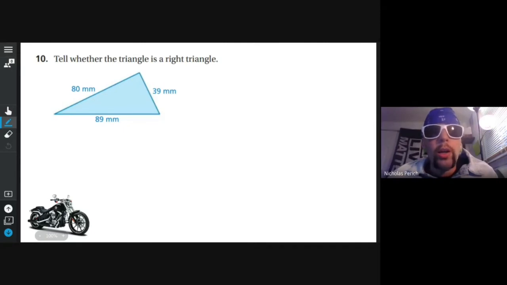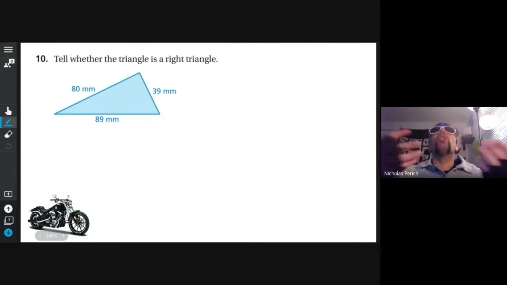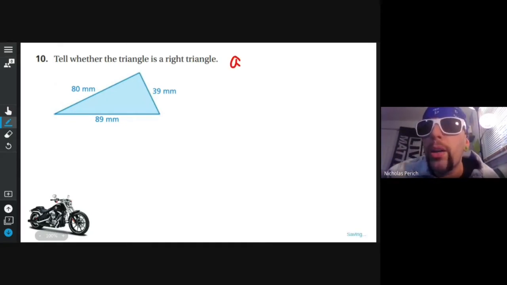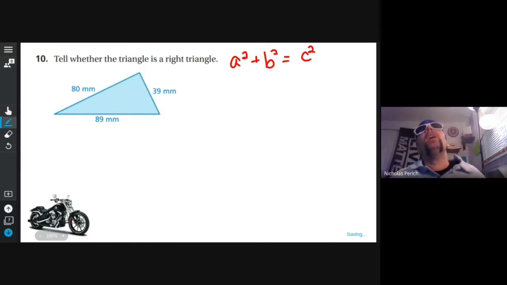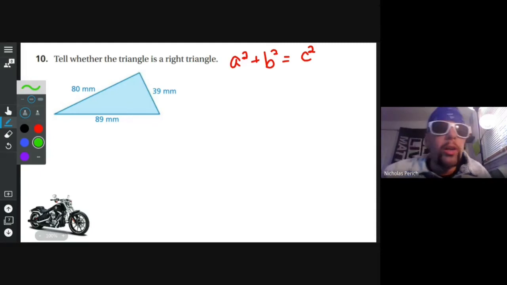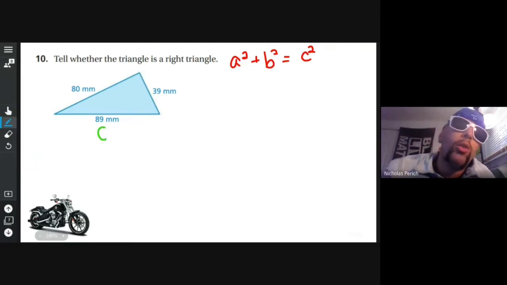Tell whether the triangle is a right triangle. So what I'm going to do is use the Pythagorean theorem again. I'm going to have a squared plus b squared equals c squared. It doesn't matter which one's a or b as long as the longest side is c. I'm given all 3 sides, and I have to call this one C because it's the longest of them. So I'll call this one A, and this one B.